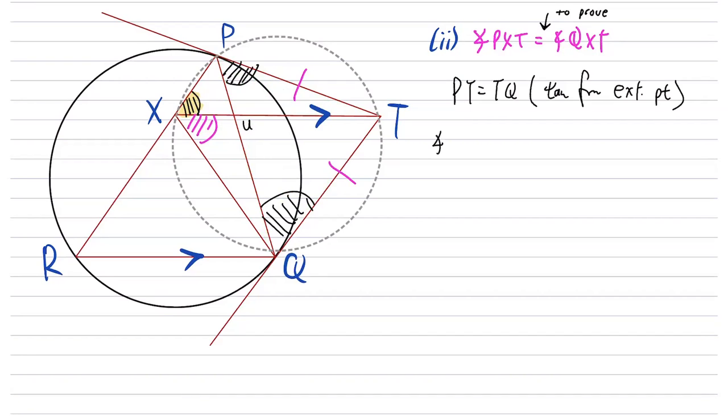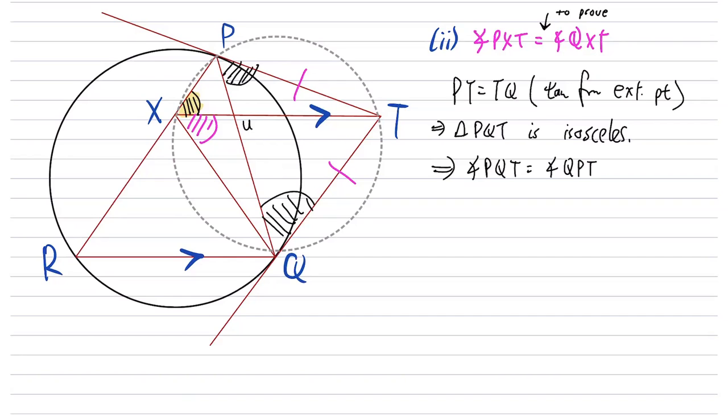So, okay, sorry, let me just write down. This implies triangle PQT is isosceles. Since it's isosceles, what can we conclude? This implies that angle PQT is equal to angle QPT.